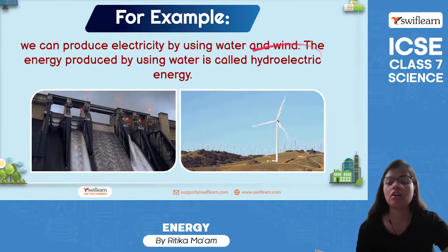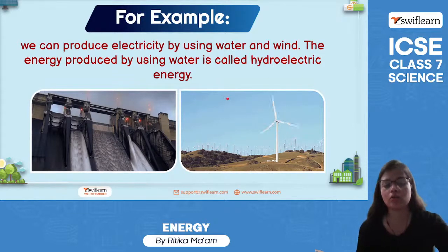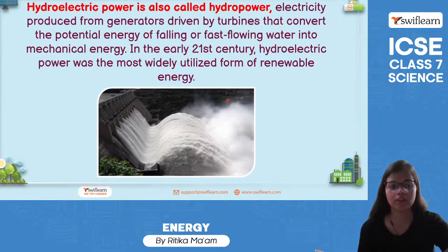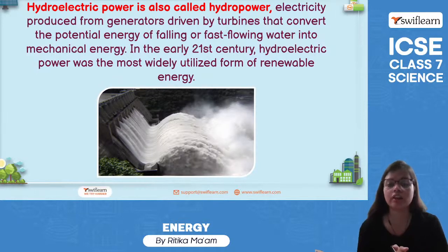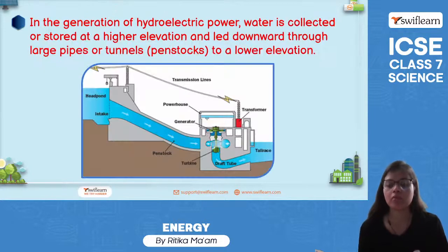Hydro is water, so energy which is produced using water is hydroelectric energy. We also call it hydropower. Electricity is produced from generators which are driven by turbines. We will be seeing a picture, and that converts the potential energy of falling or fast flowing water into mechanical energy. In the early 21st century, hydroelectric power was very common because it is renewable.